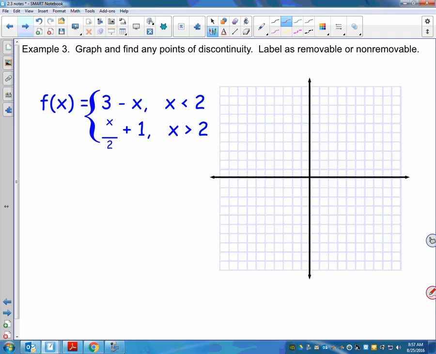3 minus x. That's a linear function. Yes? A linear function is continuous. X over 2 plus 1. Linear function. Linear function continuous. So where's the only point that you should be worried about if it's continuous or not? Where it meets up. So we could graph this to see if it meets up. But do you have a better, more efficient way that we can see if it meets up without having to graph it?